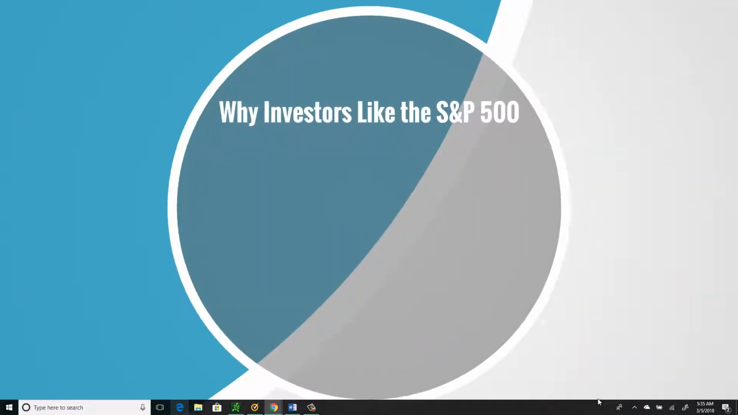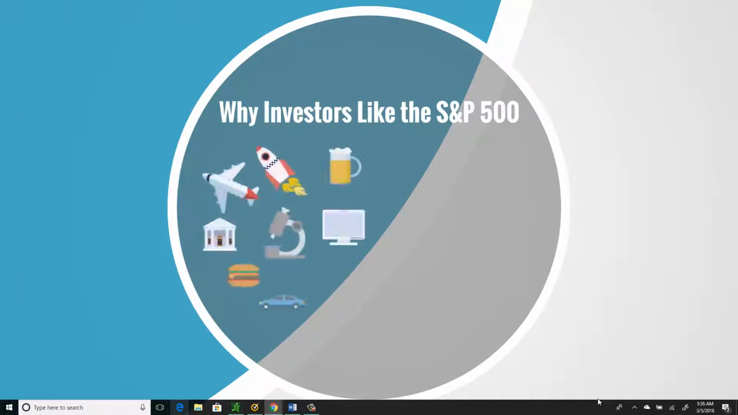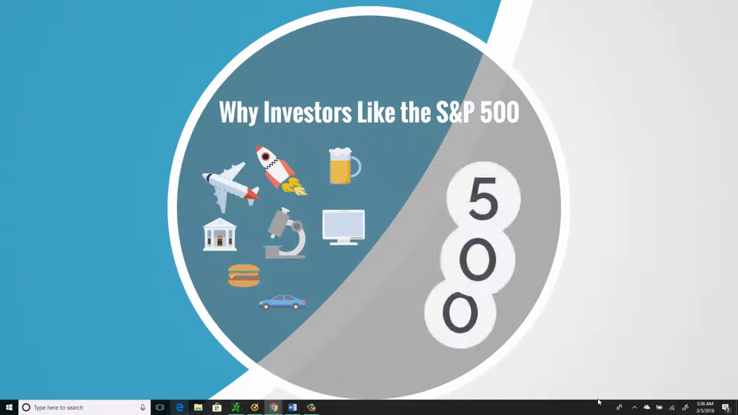So, as an investor, why do people love the S&P? Well, first of all, they like the S&P because it has so many different sectors, right? Whether you're looking at consumer services, industrials, technology, consumer staples, healthcare, it has all the different sectors and it gives a better view of the overall economy.